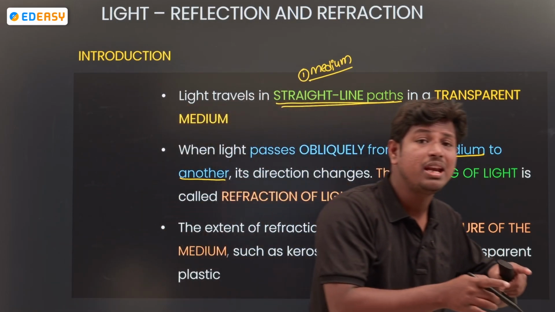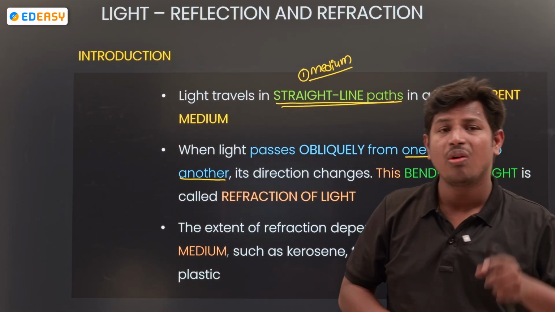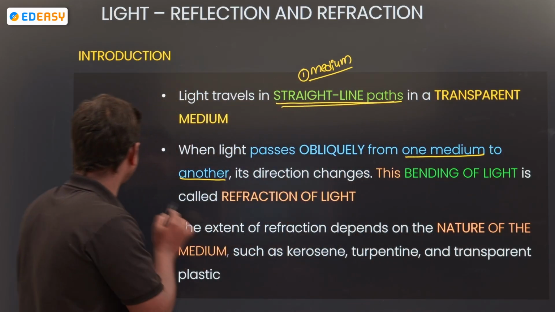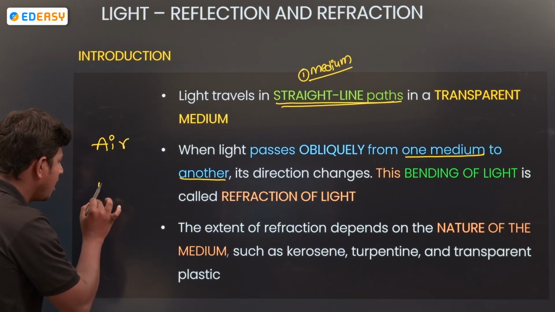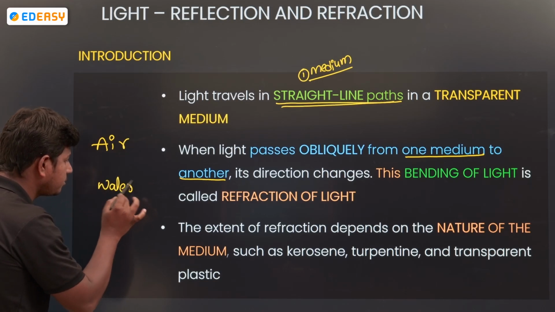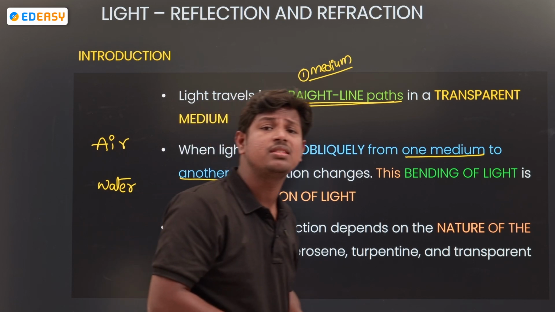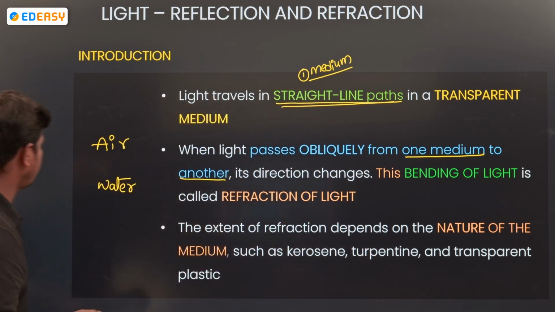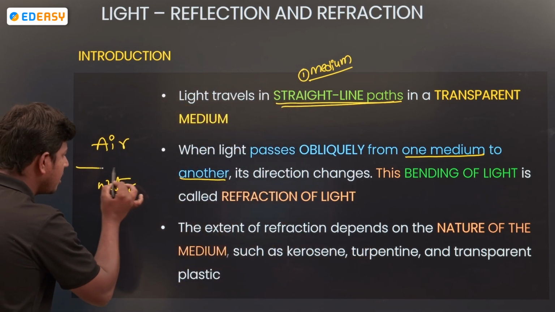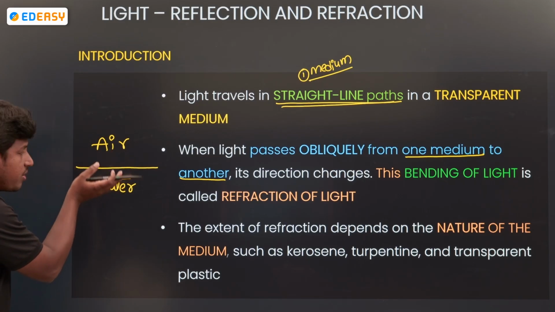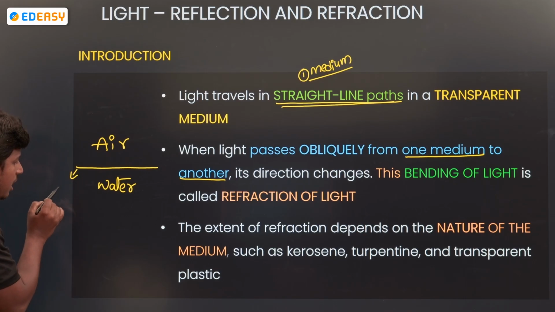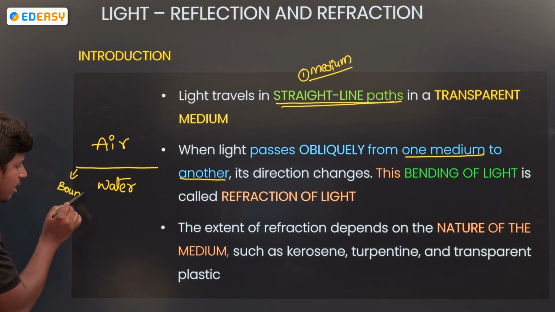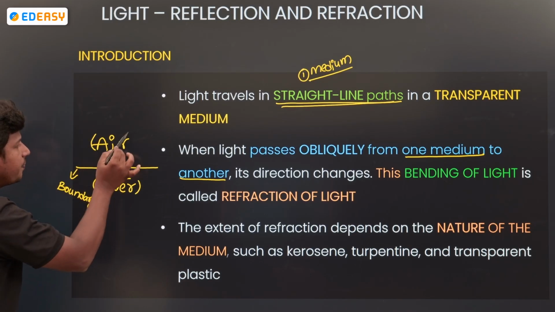Next, coming to the next point: when light passes obliquely from one medium to another medium, remember the point. For example, I am taking two mediums here. One is air and the other one is water. Two different mediums. Here I am taking a surface. It's a boundary, and this boundary is separating air and water.